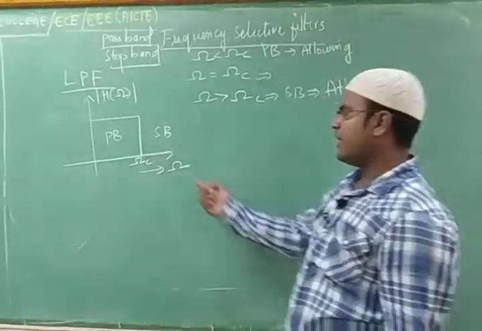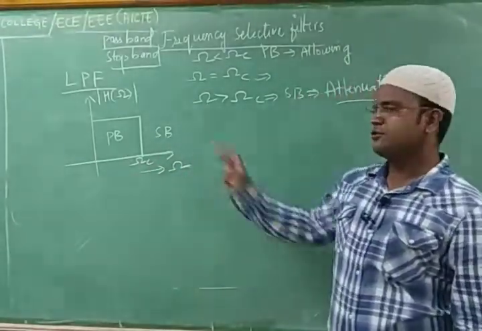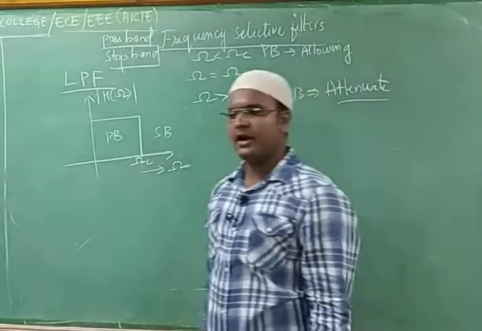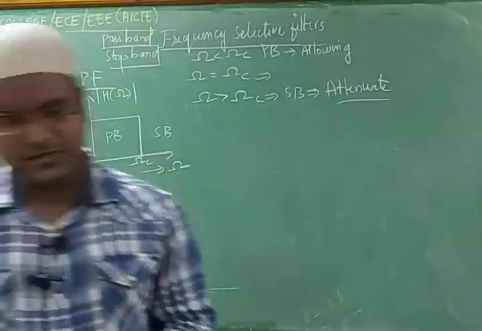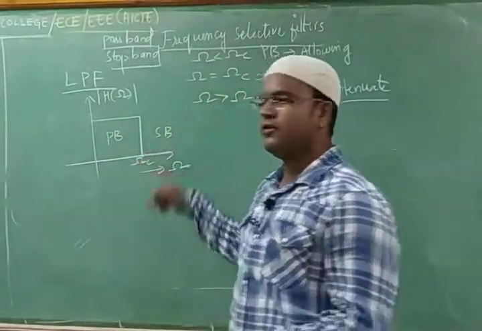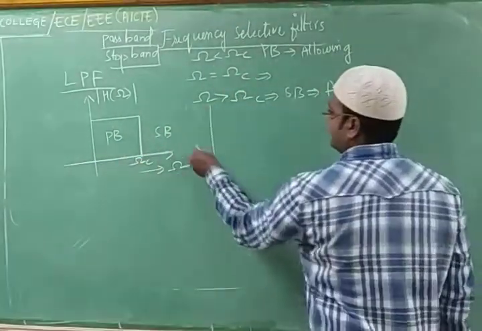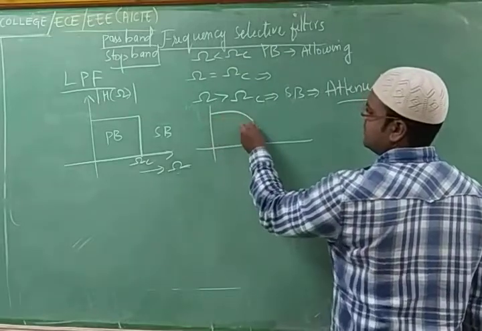So when omega is greater than omega c, it is going to stop that particular band of frequency. That is nothing but the concept of low pass. So this is the ideal. If you want to get the practical one, how do we write it? We'll mention it this way.